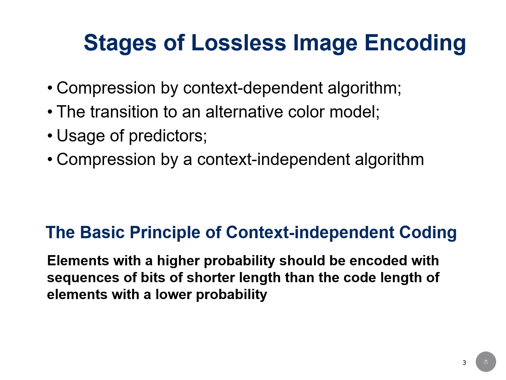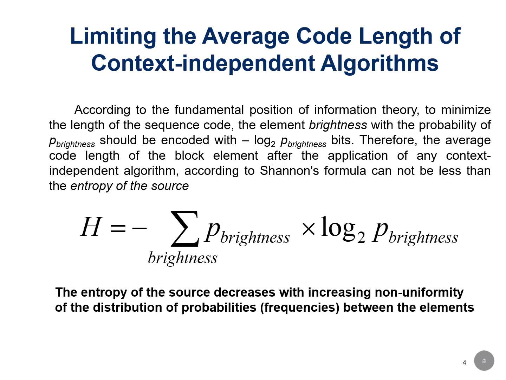It's extremely important to remember the basic principle of context-independent coding. Elements with a higher probability should be encoded with sequences of bits of shorter length than the codeword lengths of elements with a lower probability. According to the fundamental position of information theory, to minimize the length of the sequence code, the element brightness with the probability of p should be encoded with logarithm of p to the base of 2 bits.